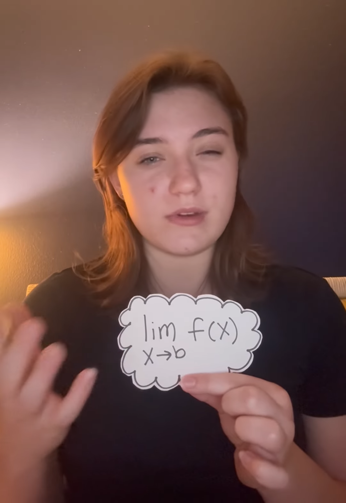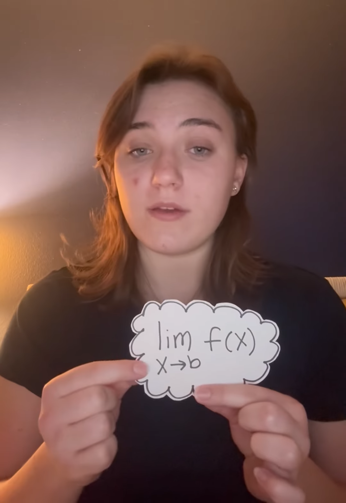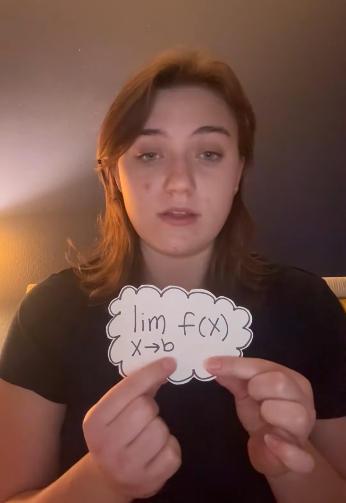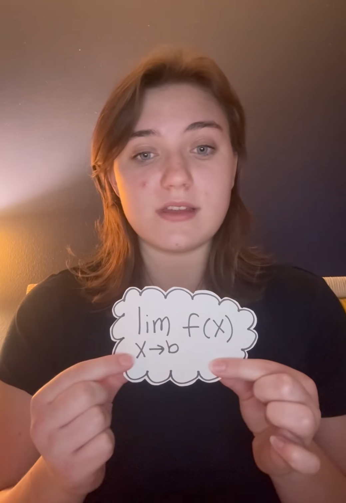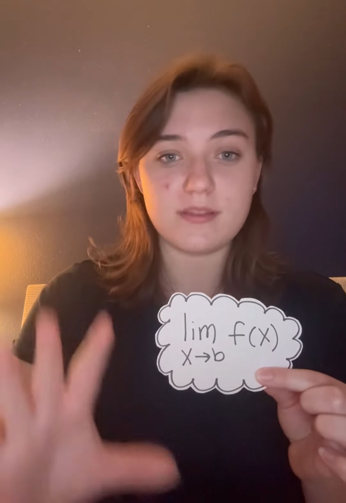You have limit, right there, pretty self-explanatory on what it's symbolizing, but then you have x approaches b. Well, what does this mean? You have the variable that you're working with, and then you have the value that it's approaching. This can actually be another variable, but we're going to stick with a constant for now. Limits can get complicated, but the basics don't have to be. And then this is the function that we're operating within.